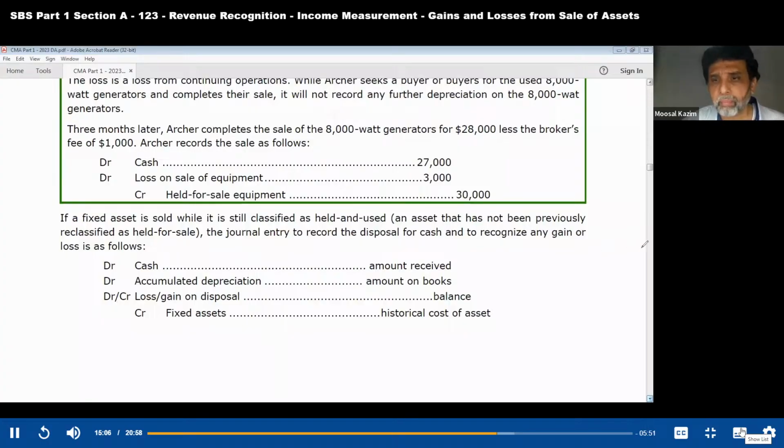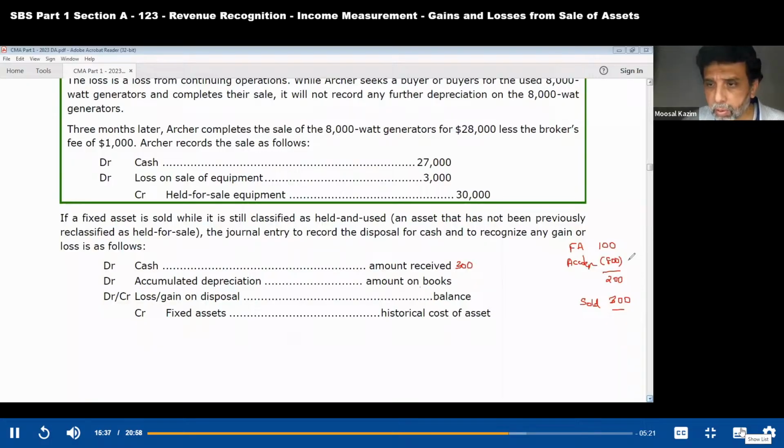For example, I have given you this example in the previous classes. Let us say the fixed asset, which is the original cost of it is, let us say 100. A very simple example. Accumulated depreciation, let us say 800. Carrying value is 200 and sold for, let us say 300.